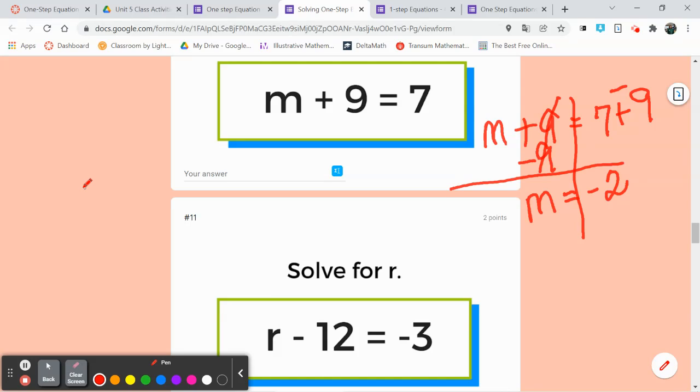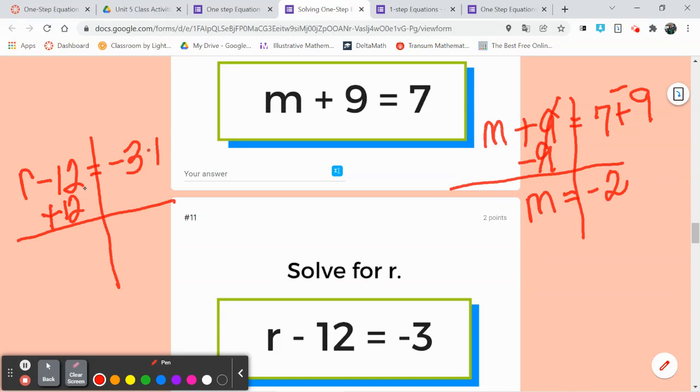Be careful. The next one, r minus 12 equals -3. The opposite of subtracting 12 is adding 12 to both sides. You've got your r, different signs, so we subtract. 12 minus 3 gives us 9. 3 negatives, 12 positives, so my answer is a +9. So I would type in 9 for number 11.